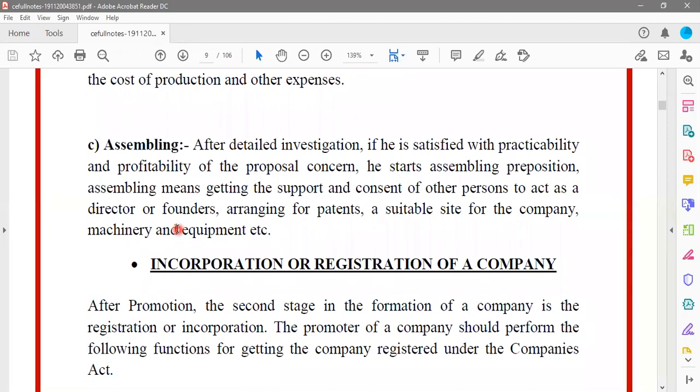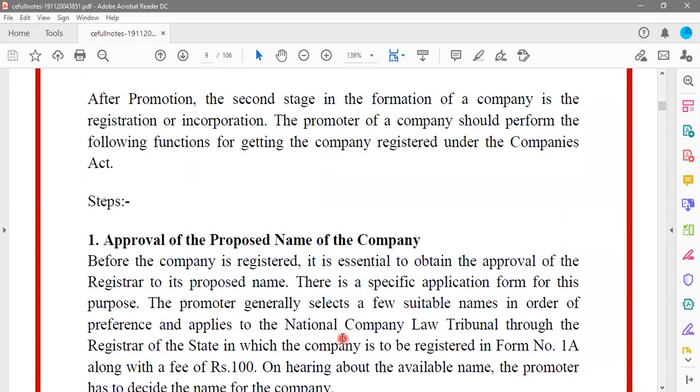Okay. Now going on to the next part, that is incorporation or registration of a company. Now we have an idea. We are very clear with what we want to do. We have started everything. Now we have to inform government that I'm starting a company. So that is your incorporation of a company.